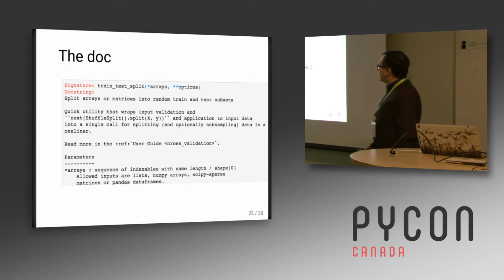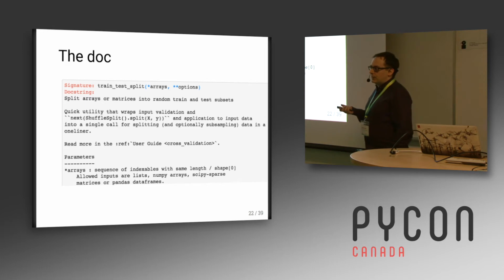And so this is the documentation for the train test split function as an example. And you have to kind of read all the way at the bottom of the slide to see allowed inputs are like numpy arrays, etc., or Pandas DataFrame. And actually, they would probably also not even show up in autocomplete.